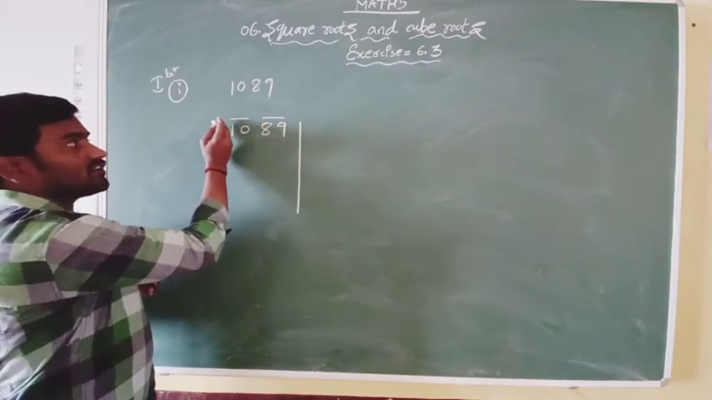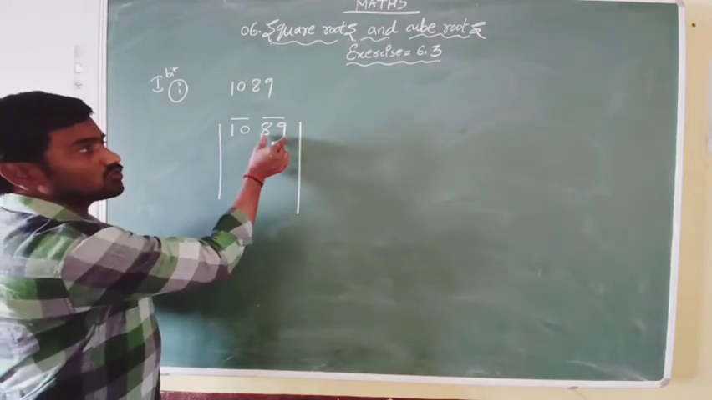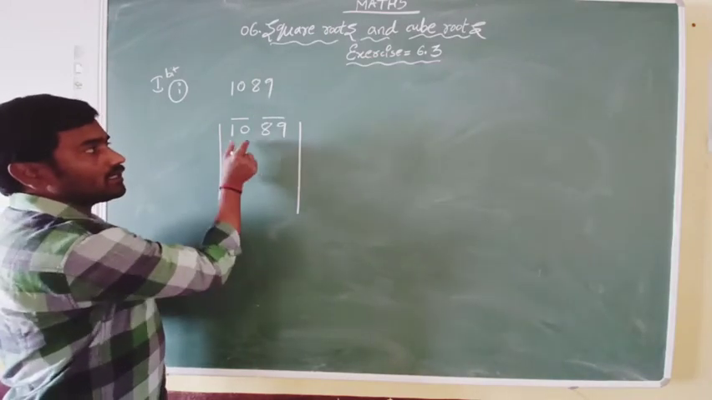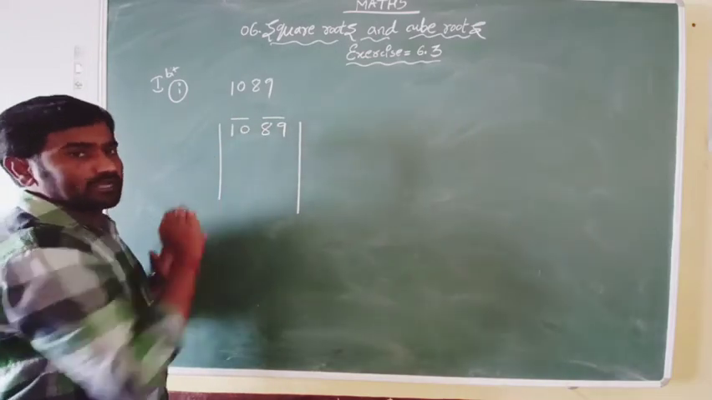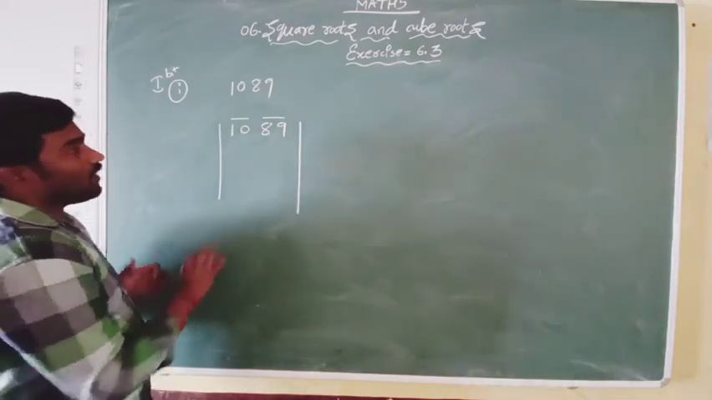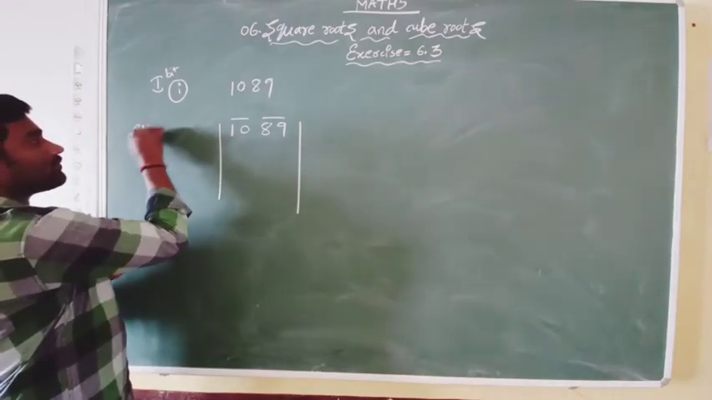If any number is left over, you have to leave it like that. If there are 5 digits, these 2 numbers are 1 pair, these 2 numbers are 1 pair, and 1 more digit will be left over. We have to keep it like that. Mind it. Now after doing this, see what we need to do.